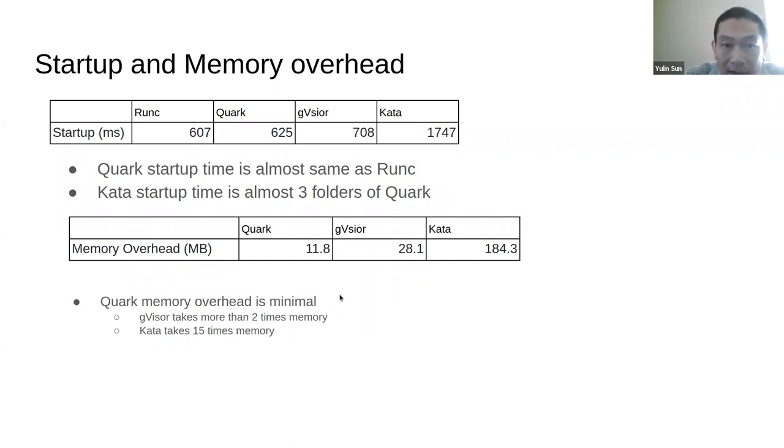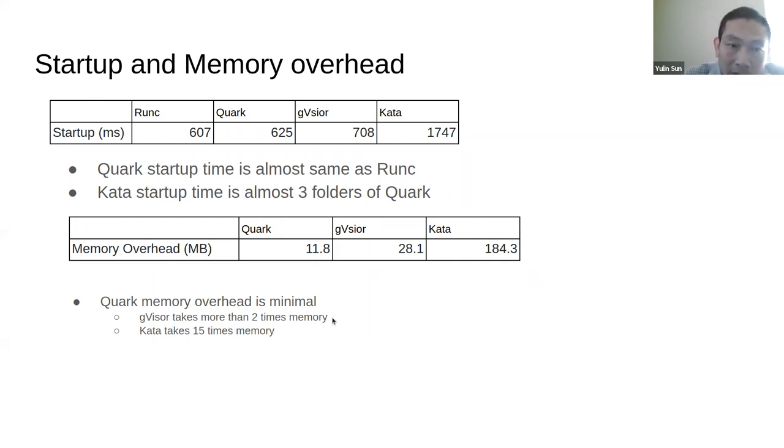Another aspect is the memory overhead. I used busybox to test the memory consumption. For Quark, it takes about 12 megabytes of overhead. gVisor is 28, and Kata is the largest, because Kata started the full Linux kernel.